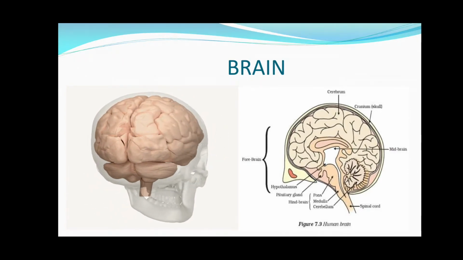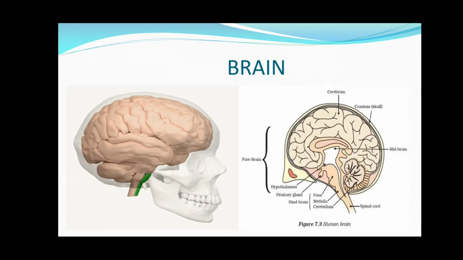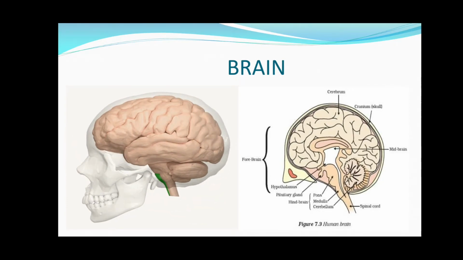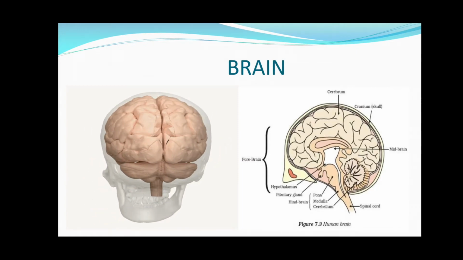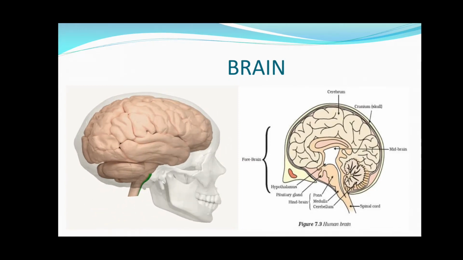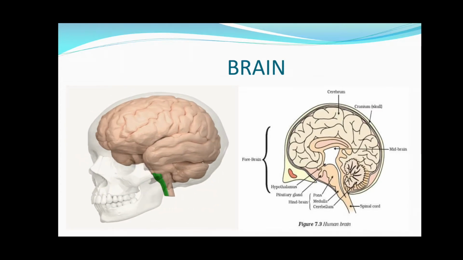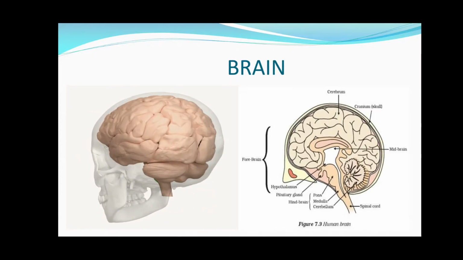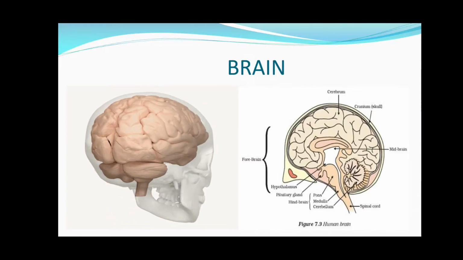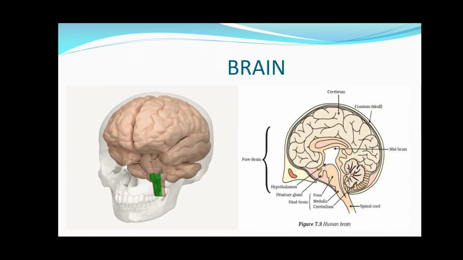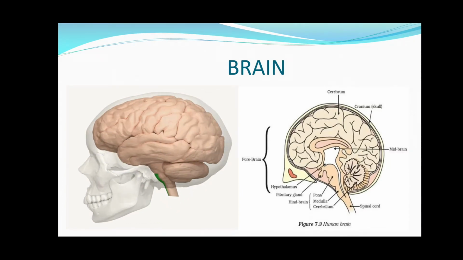The right portion of the brain controls the left part of the body, whereas the left portion of the brain controls the right part of the body. Students, in the diagram of the human brain, there are certain terms which have been introduced in your book, that is cerebrum, cerebellum and medulla. One by one I will discuss these terms with you.